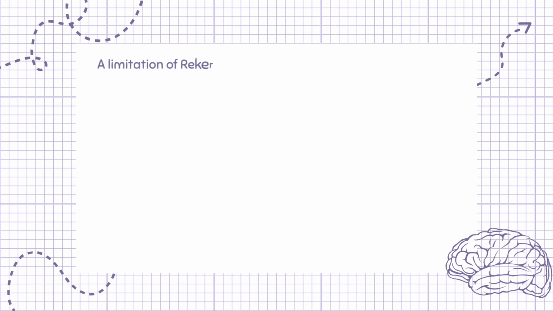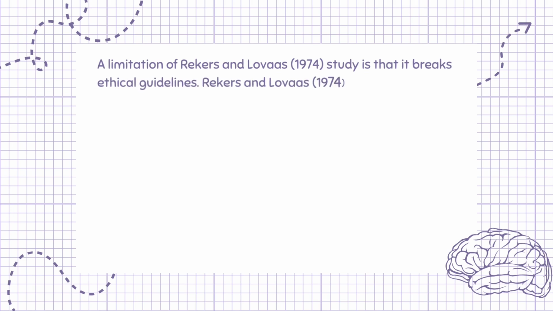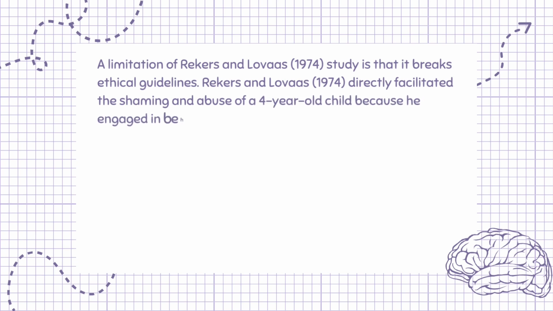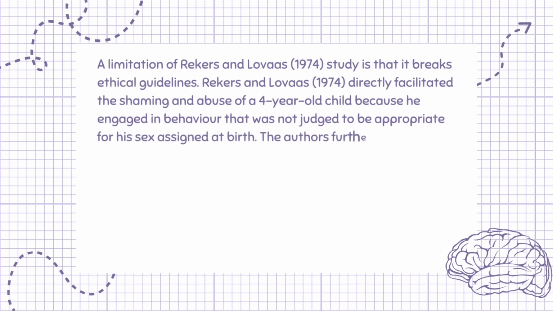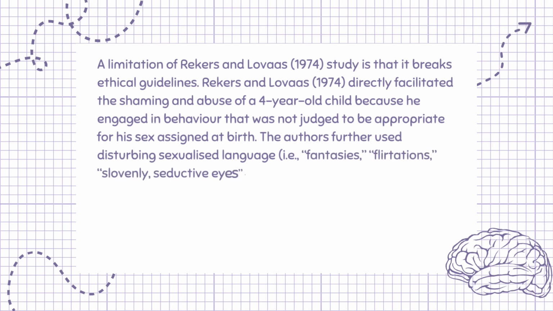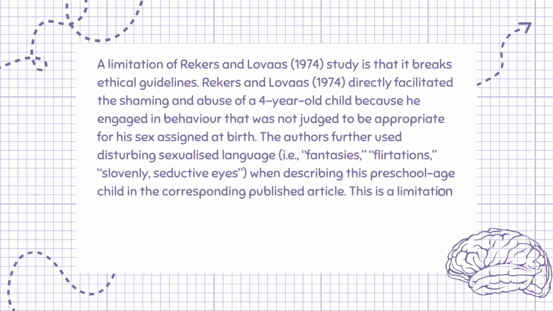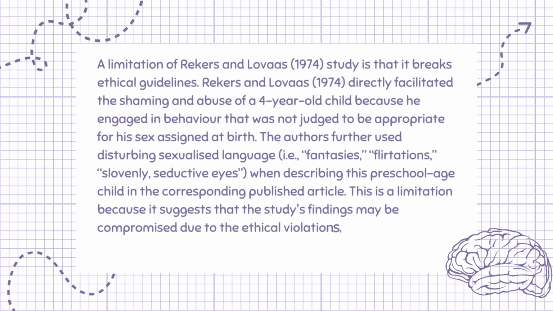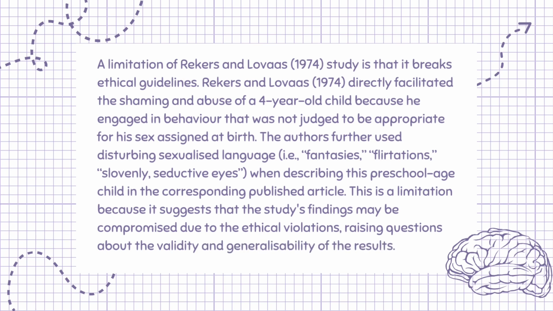A limitation of Riekers and Lovars, 1974, study is that it breaks ethical guidelines. Riekers and Lovars, 1974, directly facilitated the shaming and abuse of a 4-year-old child because he engaged in behavior that was not judged to be appropriate for his sex assigned at birth. The authors further used disturbing sexualized language, i.e., fantasies, flirtations, slovenly, seductive eyes, when describing this preschool-age child in the corresponding published article. This is a limitation because it suggests that the study's findings may be compromised due to the ethical violations, raising questions about the validity and generalizability of the results.